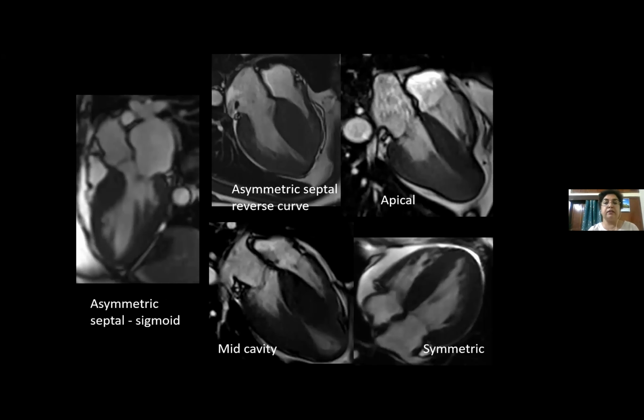What are the different patterns of HCM on imaging? It could be symmetric or asymmetric. Asymmetric is the most common type. There are different shapes of the septum. It could be a sigmoid-shaped septum, an asymmetric septal reverse curve. Then it could be a mid-cavity where the obstruction is at the mid-cavity level, or it could be at the level of the apex where it's called apical. If it is symmetric, it resembles hypertensive cardiomyopathy.